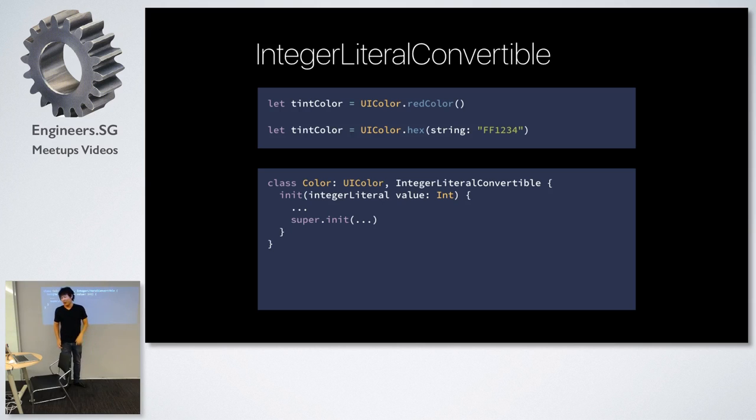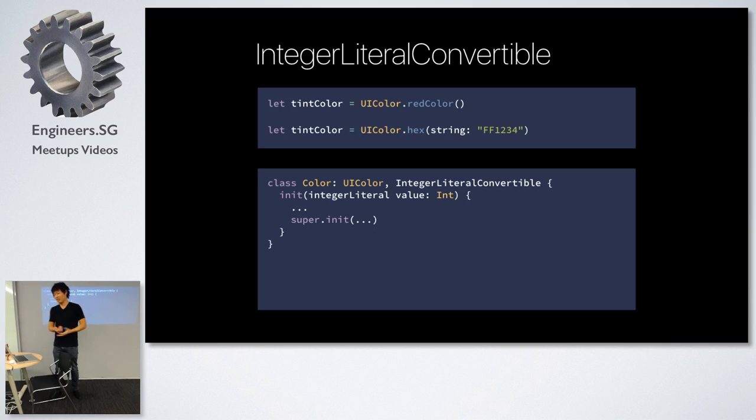Why are we encoding integers in strings? Why can't integers be integers? Sometimes they put a hash here. Hash means number. It's a number. But we are using strings. We can make this into a string literal convertible.